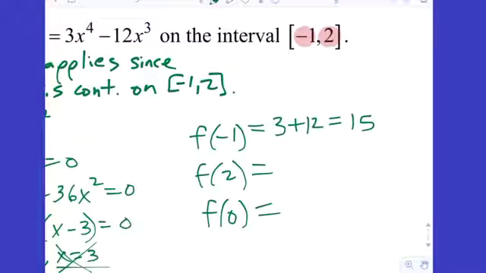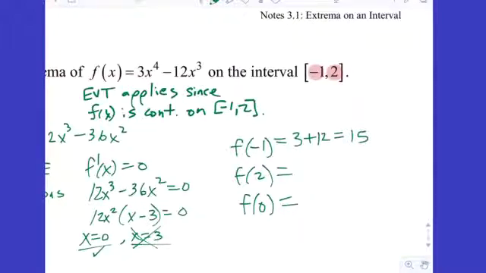F of 2. Should we let team endpoint go again, or should we let team critical value respond? Let's let team critical value respond. All right. Team critical value, you go. Plug in a 0. What do you get? 0. All right. Well done, team critical value. You just took away the absolute minimum prize from -1, right? 15 can't be the minimum anymore. Well played.